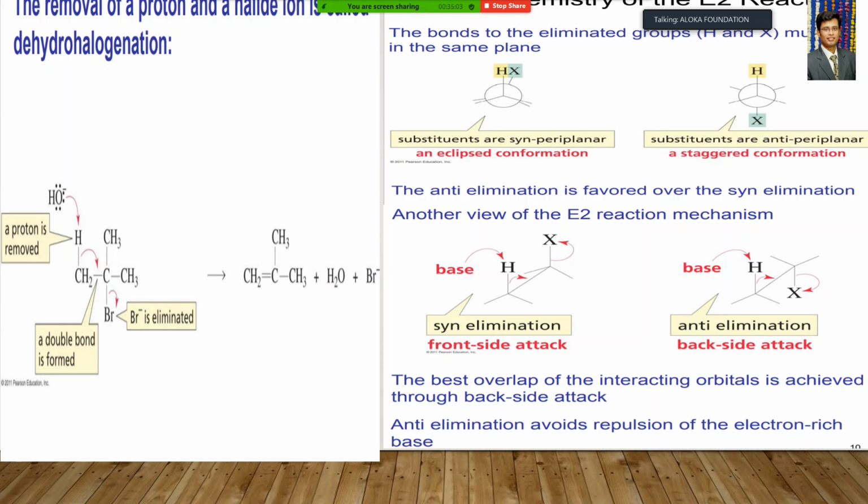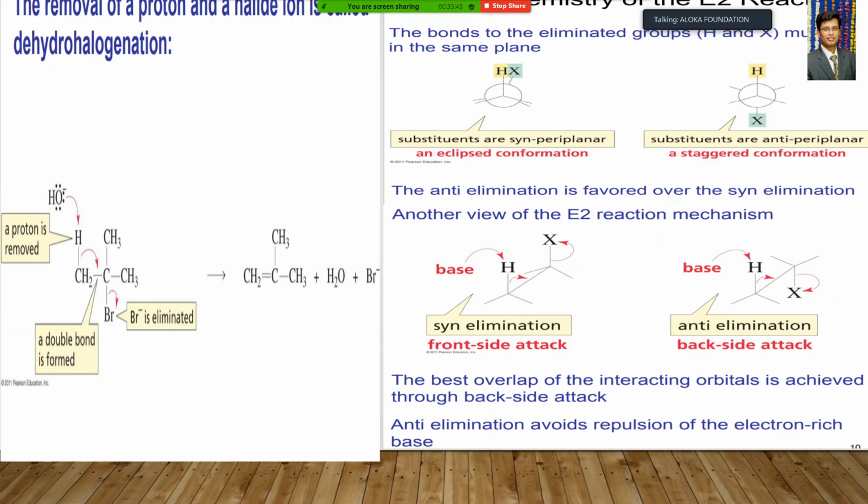So what does this say? In stereochemistry, the groups to be eliminated, H and X, must be in the same plane. So the substitution can be syn-periplanar or anti-periplanar. The anti-elimination is favored over the syn elimination because when the base abstracts the proton, both the base and the leaving group are negatively charged, so that will be unstable. So the anti-elimination, that is backside attack, is more favored than the front side.